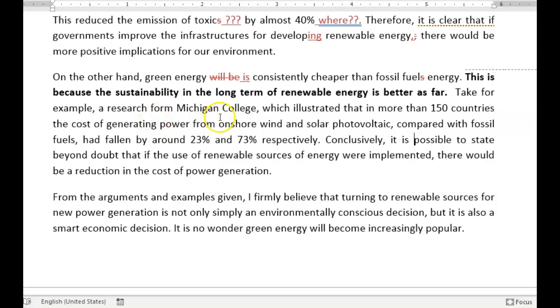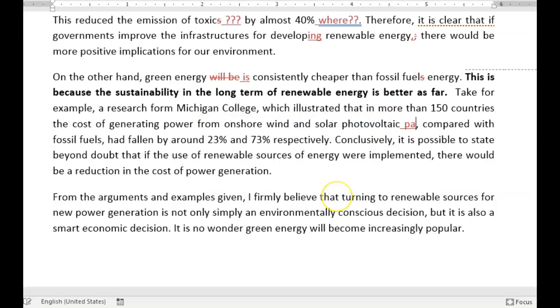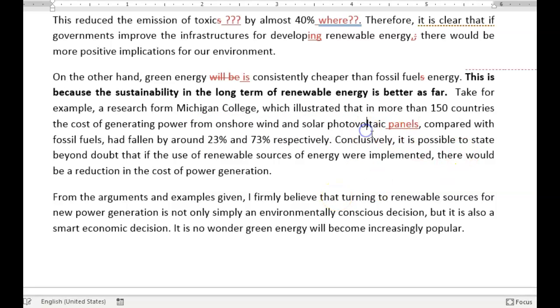Take, for example, a research from Michigan College, which illustrated that in more than 150 countries, the cost of generating power from onshore wind and solar photovoltaic panels, great use of a very appropriate and complex word here, compared with fossil fuels. Wait a second. The cost compared with fossil fuels had fallen by around... I'm not sure again by this "by".